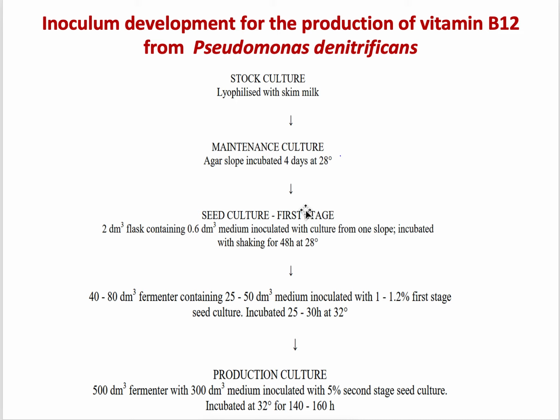The first stage of seed culture is done in a 2 dm³ flask containing 0.6 dm³ medium, inoculated with culture from one slope, and incubated with shaking for 48 hours at 28 degrees Celsius. You just cannot put the seed culture flask at 28 degrees Celsius. You also have to shake them.